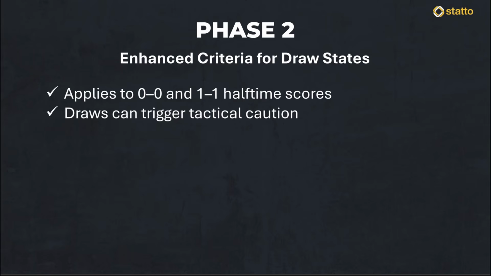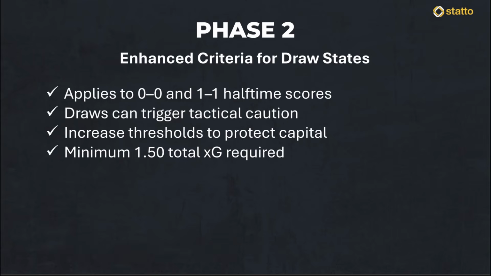For any match that is a draw at halftime, we require a minimum total XG of 1.50 and at least 5 shots on target. We need much stronger proof of an open structure to overcome the potential for tactical game management.